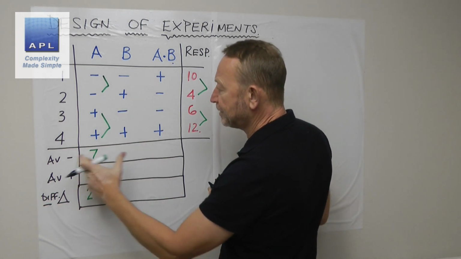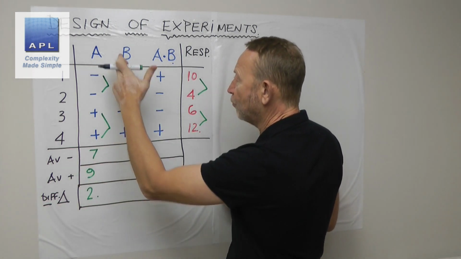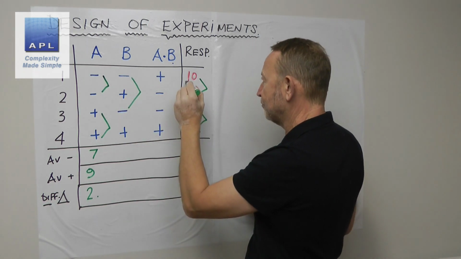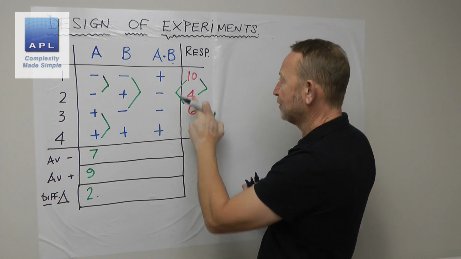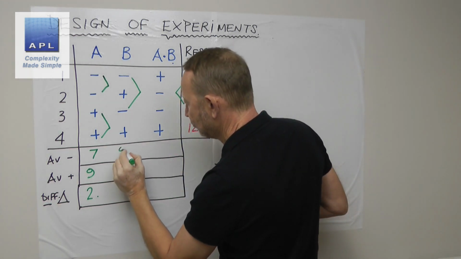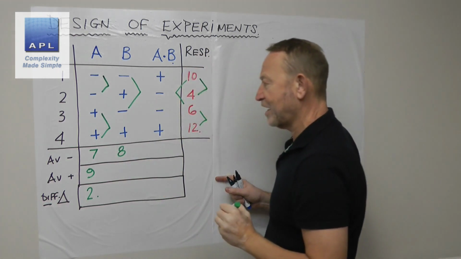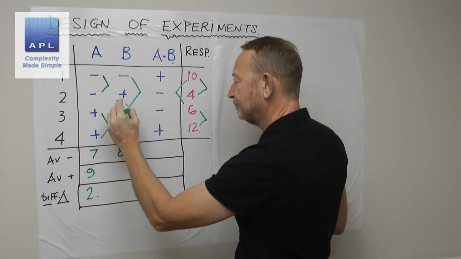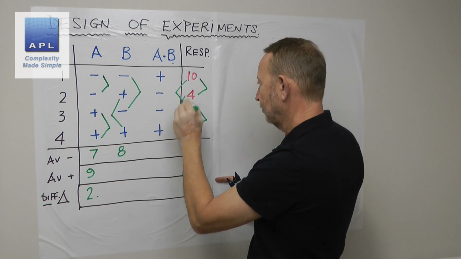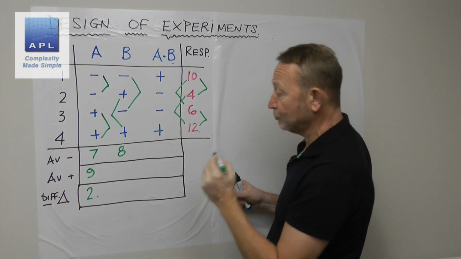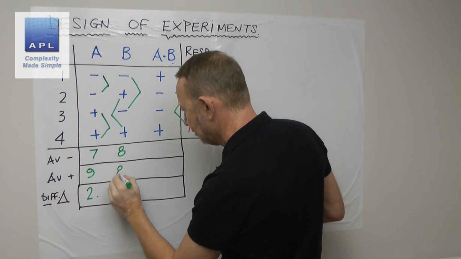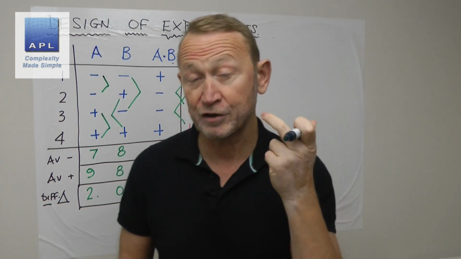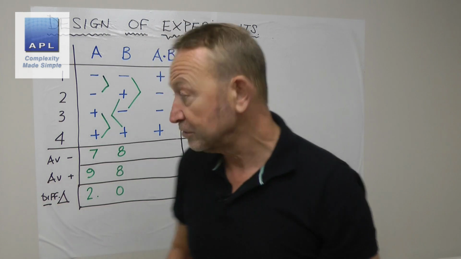What was the average at the low for B? These, of course, are slightly different results now. It's these two results: 16 over 2, that's the average, 8. What was the average when B was high? These two results, which is also 16 over 2, which is also 8. And the delta, the difference, is 0.